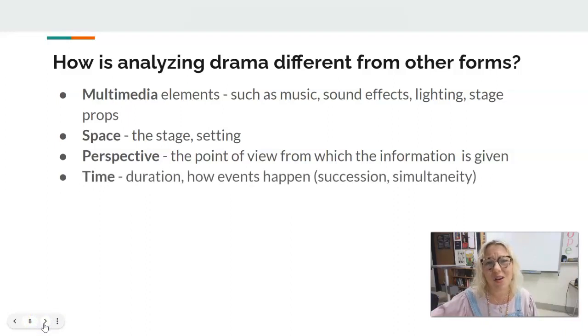The time also is important. Sometimes time is odd because when you're watching a play, it's all happening before you in a couple hours, and it might be the course of a day like it is with Medea, or it might be a longer amount of time. And things might be happening one after the other, that's what the word succession means, or at the same time. The word simultaneity means at the same time.